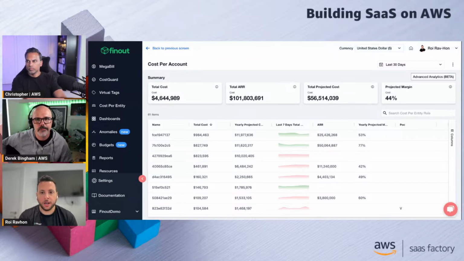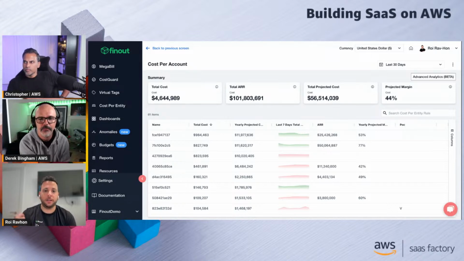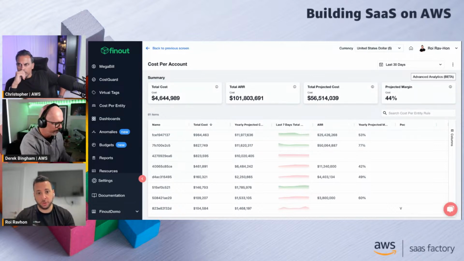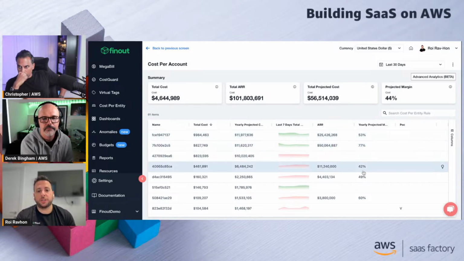So with Finout, we can help customers allocate their cost all the way to their tenants. The way that we do it is by the unit economics that we just showed before. We build the service per individual unit economics, and then we multiply those units by the actual usage of the customers. Including revenue information from CRM, which is optional, we can show the actual projected margin for each of the customers that we run.